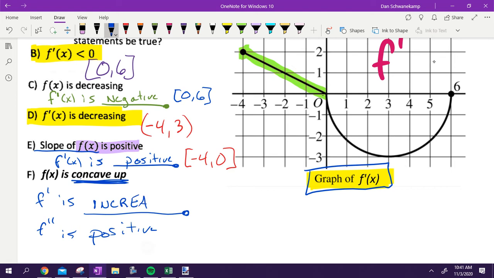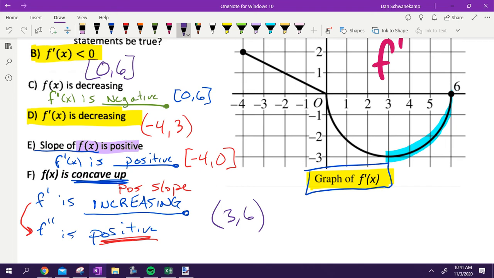f prime is increasing, and here's how we can do that. If I want f double prime to be positive, I want to be looking at the slope to talk about f double prime. If I'm talking about f prime and I want to look at its derivative, I'm looking at the slope. So if I want f double prime to be positive, I want f prime to have positive slope, which means increasing. So tell me when I am increasing here. Now, yeah, from 3 until 6, f is concave up.